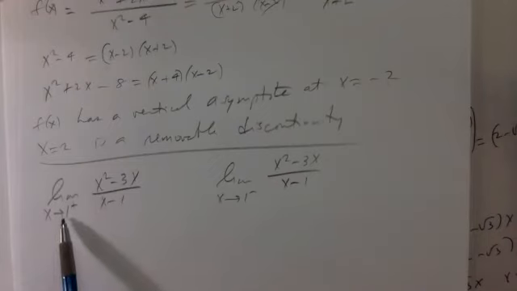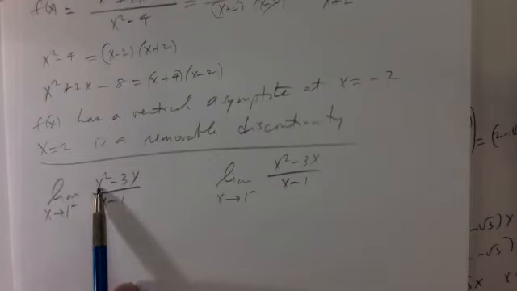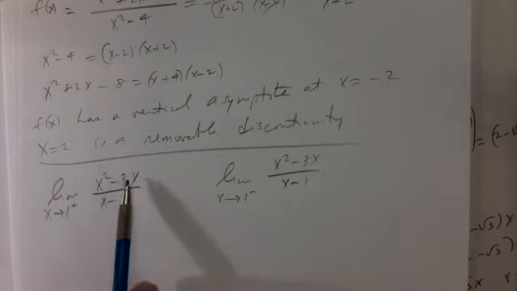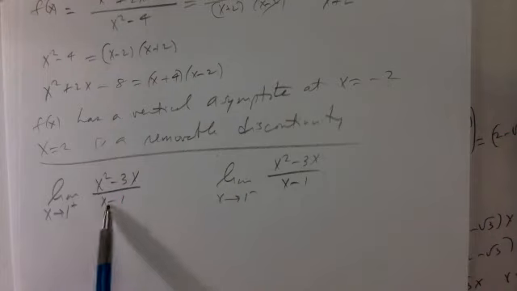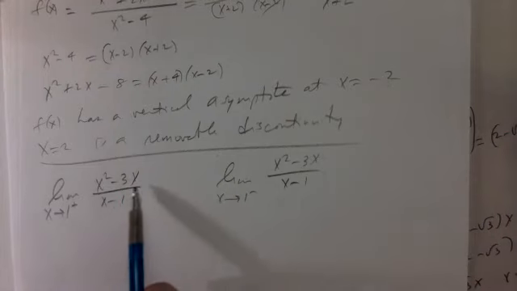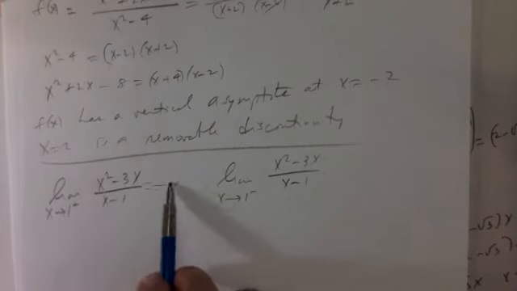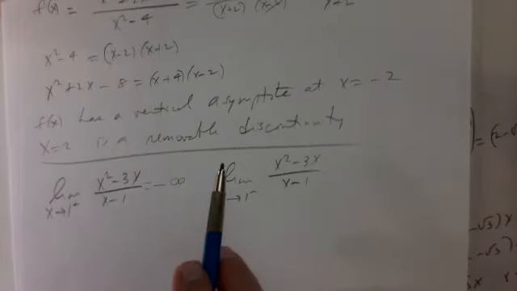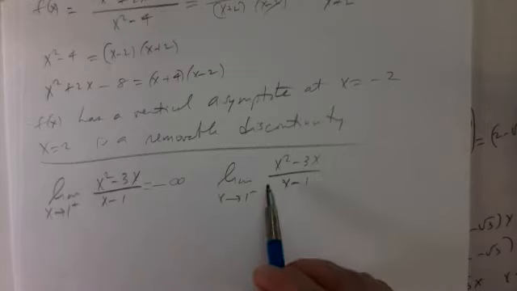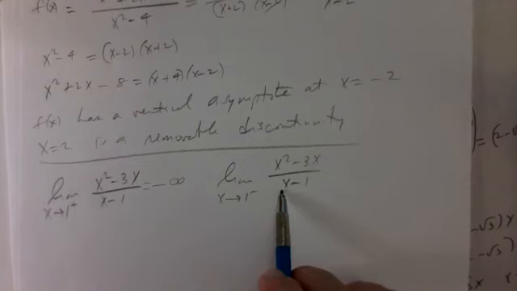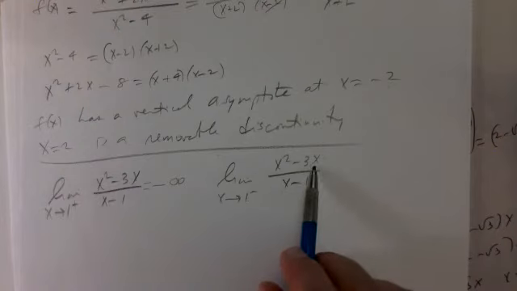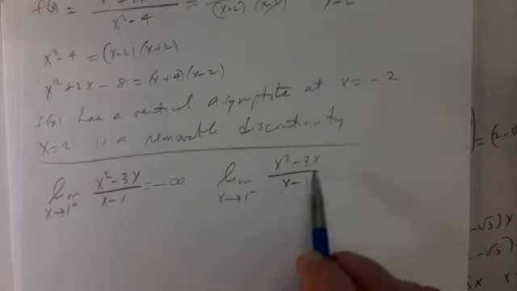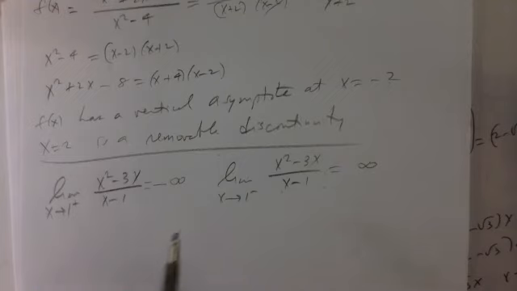Now, as x approaches 1 from the right, the numerator is going to 1 minus 3. It's negative. And this is positive, but going to 0. So this is going to minus infinity. If you approach 1 from the left, x is less than 1, so x minus 1 is negative. X squared minus 3x is negative. It's approaching negative 2. Negative over negative is positive. So this is plus infinity.